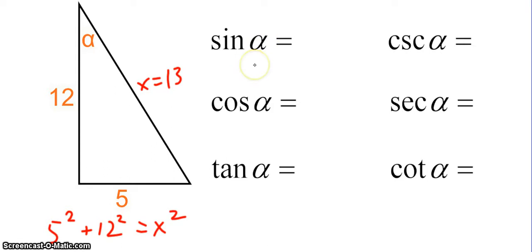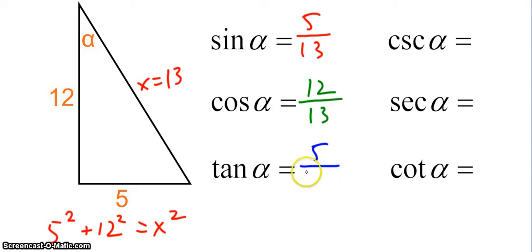So now I want to evaluate all of these trig functions at alpha. So the sine of alpha is the opposite over the hypotenuse. The cosine of alpha is the adjacent over the hypotenuse. And the tangent of alpha is the opposite over the adjacent.